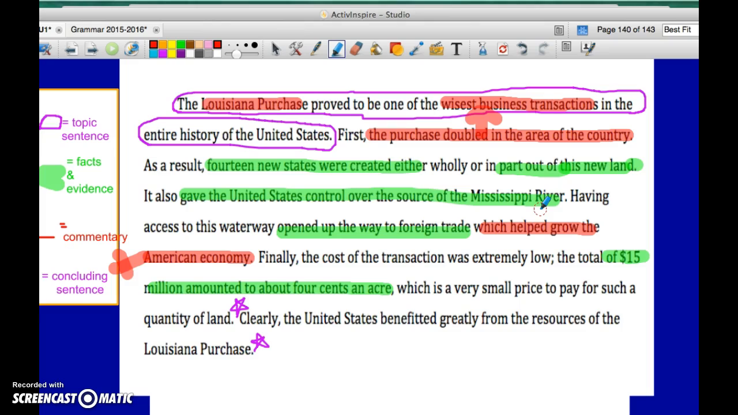And the last piece of evidence had to do with the cost. And in this case, we almost have commentary in two parts. It's like a commentary sandwich. First, the author is introducing the main point, that the cost was really, really low. So in other words, it was a good business transaction because it wasn't too expensive for us. After the actual detail, a total of 15 million amounted to about 4 cents per acre, so that's the actual fact, the author re-explains this piece, which is a very small price to pay for such a quantity of land. So again, going back to, oh, the Louisiana Purchase was really, really good because it was a cheap deal for the United States.